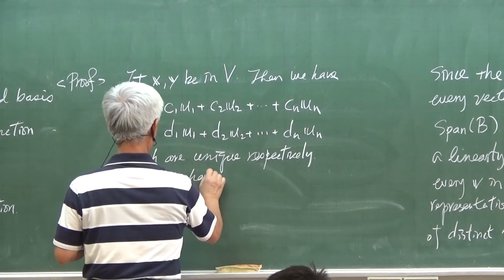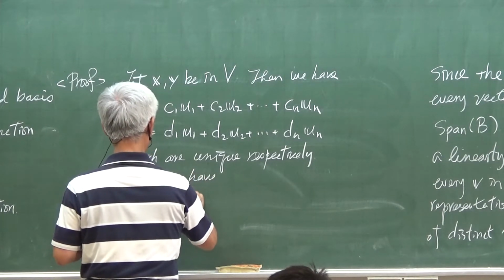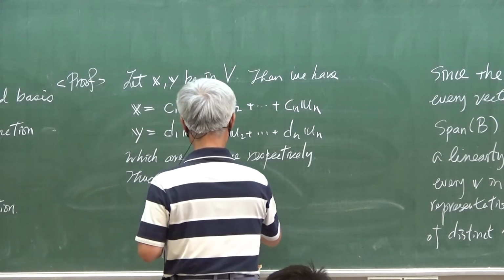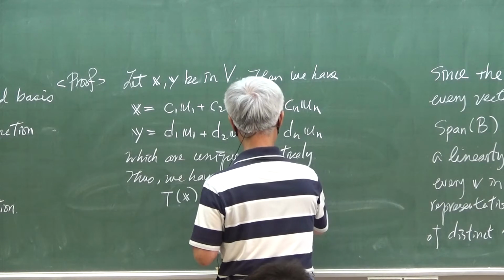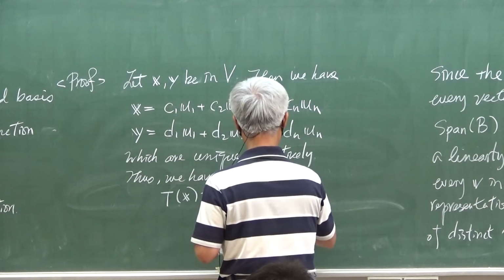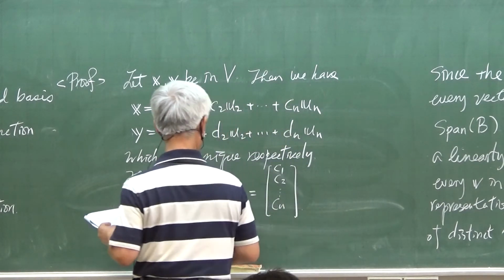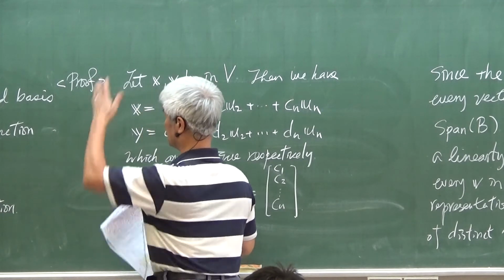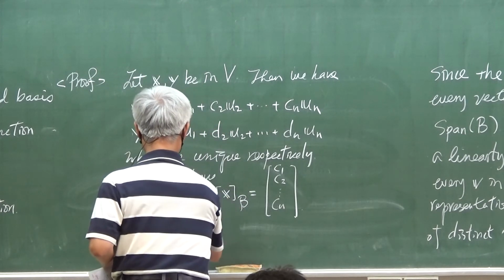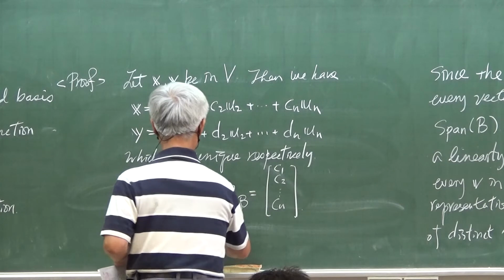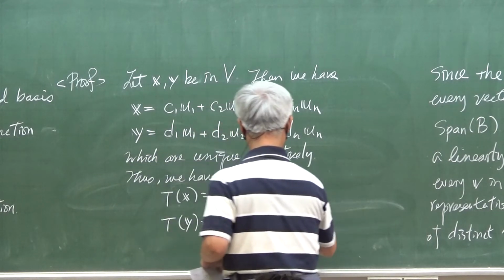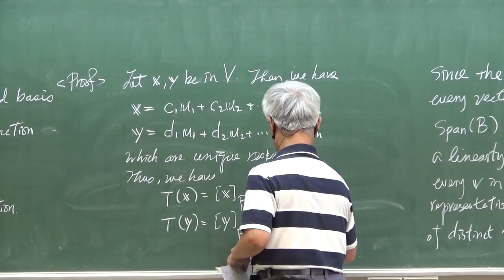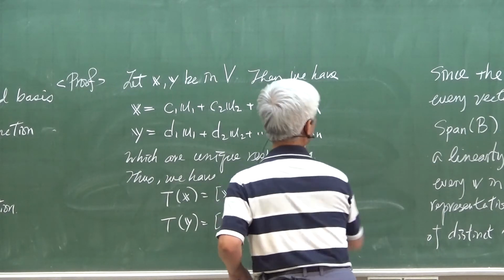So we have T of x, which is c1, c2 up to cn. And T of y is d1, d2 up to dn.